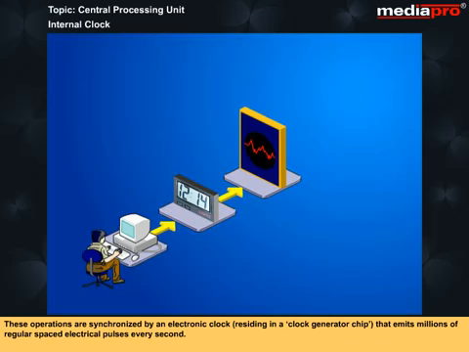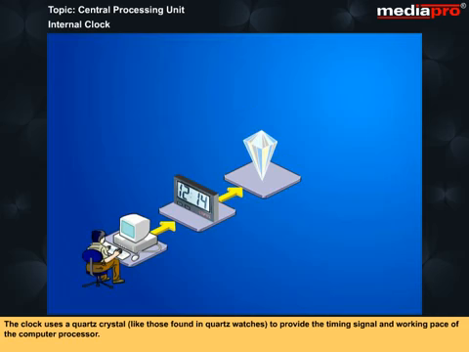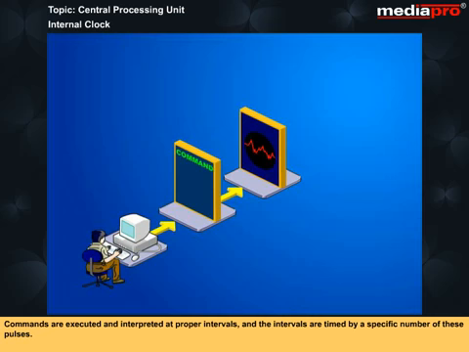These operations are synchronized by an electronic clock residing in a clock generator chip that emits millions of regularly spaced electrical pulses every second. The clock uses a quartz crystal, like those found in quartz watches, to provide the timing signal and working pace of the computer processor. Commands are executed and interpreted at proper intervals, and the intervals are timed by a specific number of these pulses.